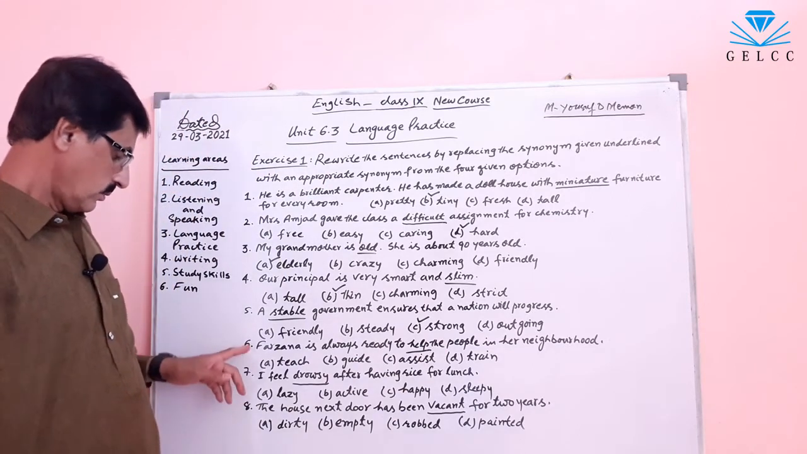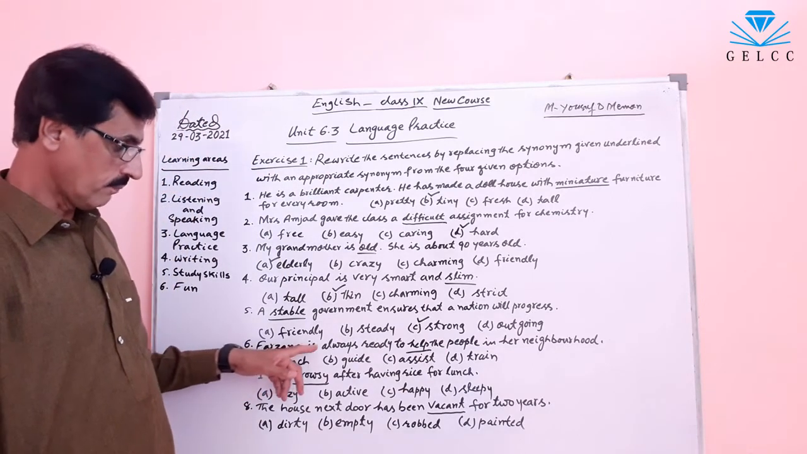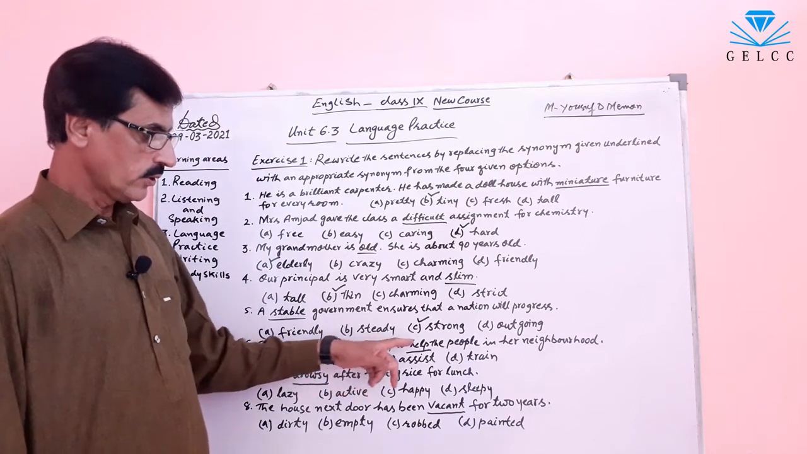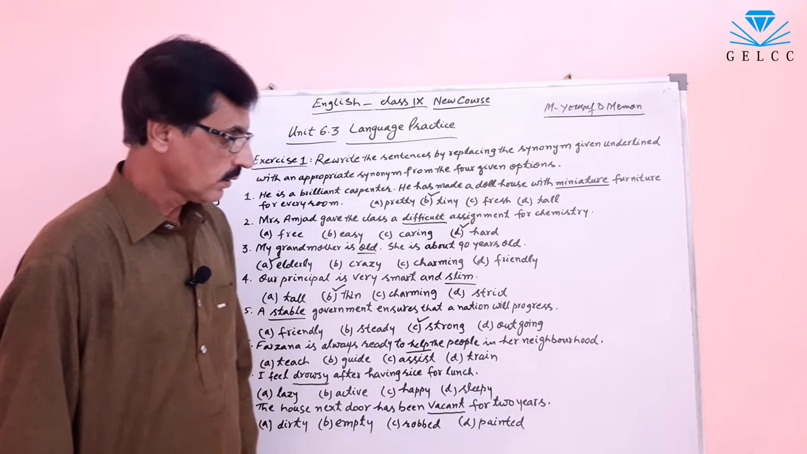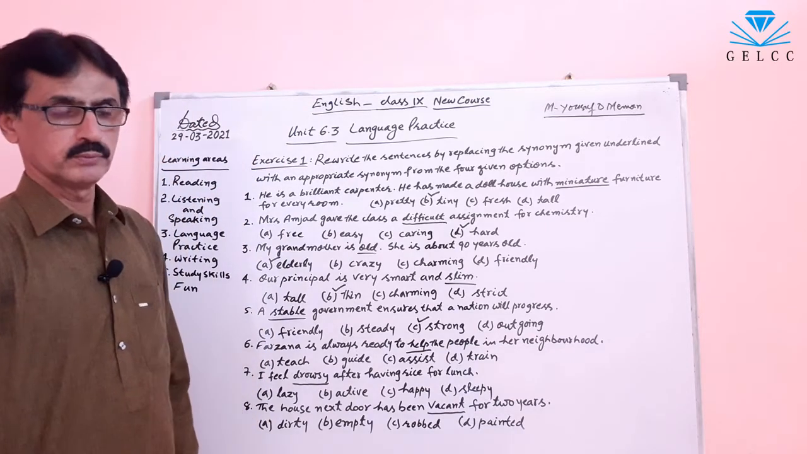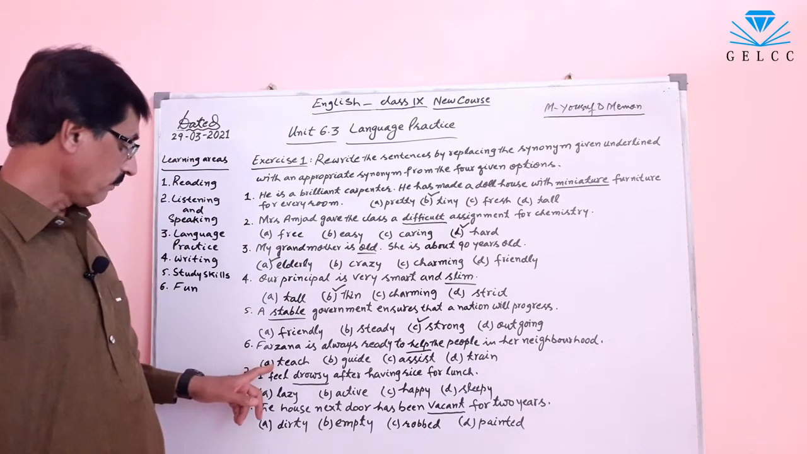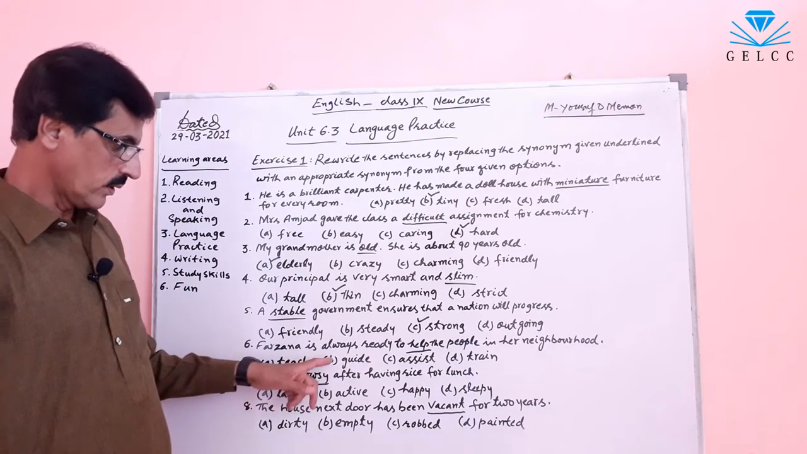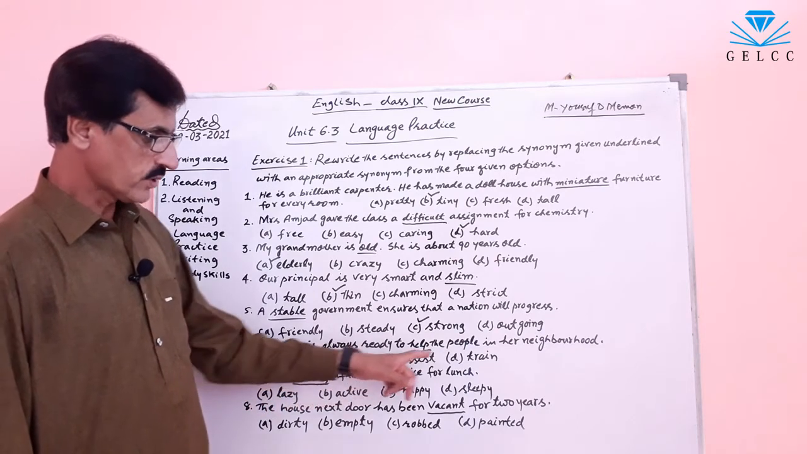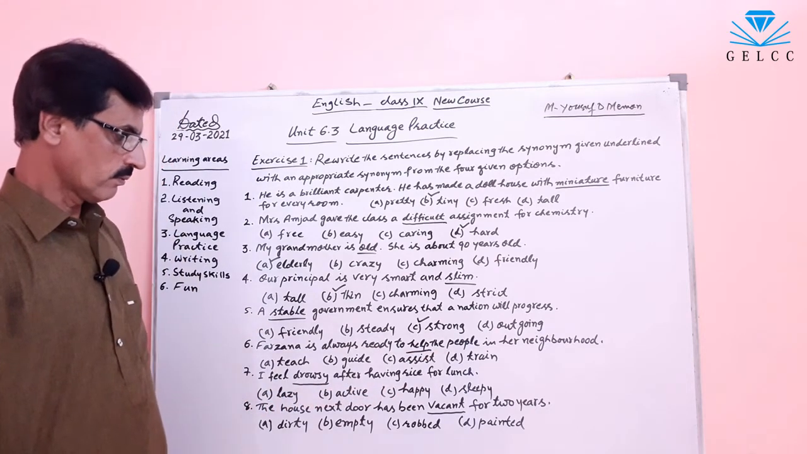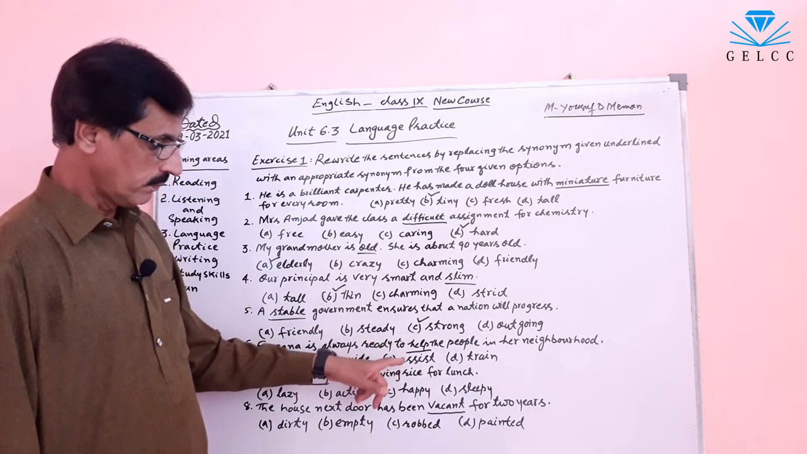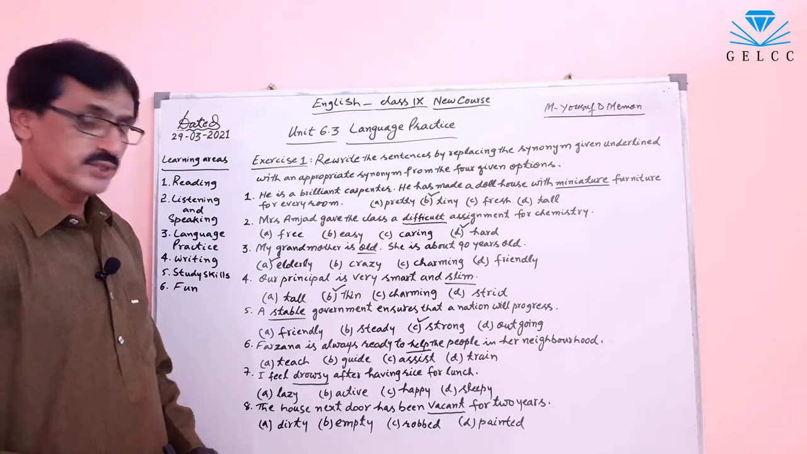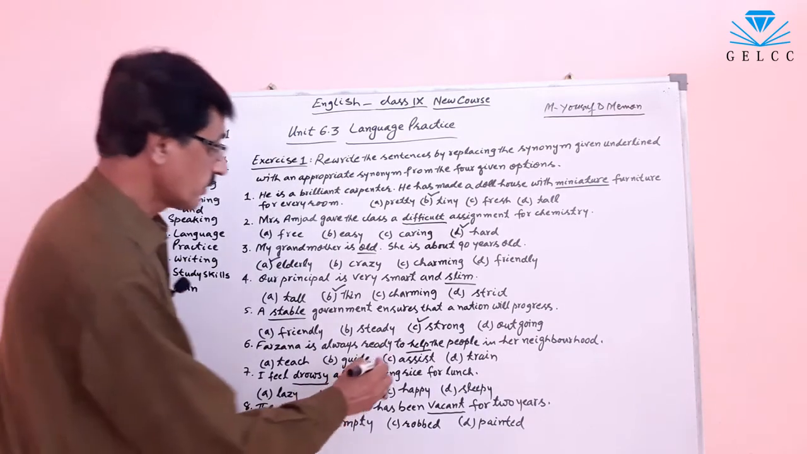Now, number 6. Farzana is always ready to help the people in her neighborhood. The options are A. Teach, B. Guide, C. Assist, D. Train. The synonym of the word help is assist. So, option C is correct.